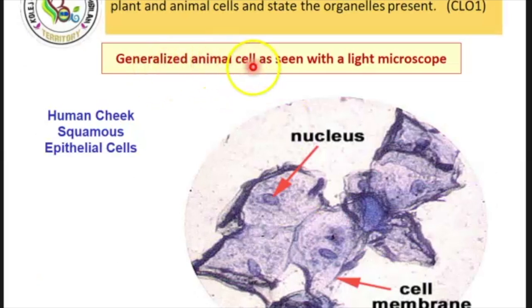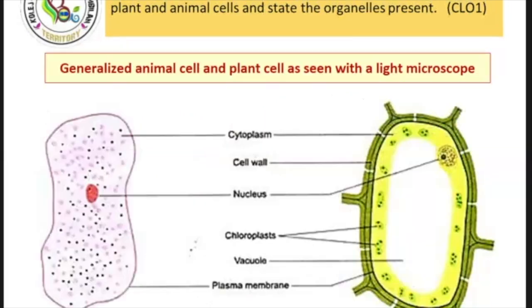Here is a diagram of an animal cell as seen with a light microscope, taken from human cheek squamous epithelial cells. It shows the nucleus and thin cell membrane. Here is an animal cell and a plant cell as seen with a light microscope. Only seen are cytoplasm, cell wall in plant cell, nucleus for both animal cell and plant cell, chloroplast in plant cell, large vacuole in plant cell, and plasma membrane for both animal cell and plant cell.